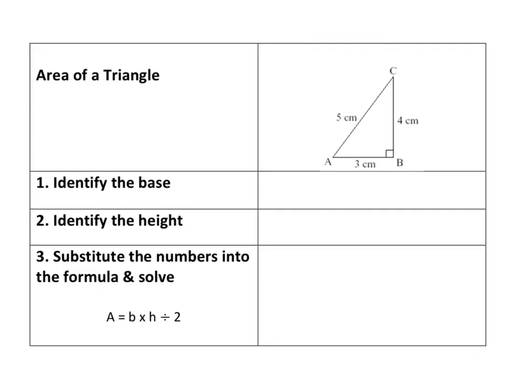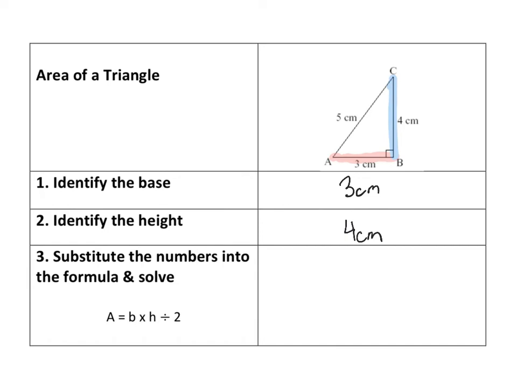So now we're actually going to find the area of a triangle. We've practiced base and height. Now we just need to put it into practice. So given this triangle right here, we remember to find our base and height, we find this right angle. So I'm going to highlight our base in red and our height in blue. Now let's identify the base. The base was 3 centimeters. Identify the height, that would be 4 centimeters.